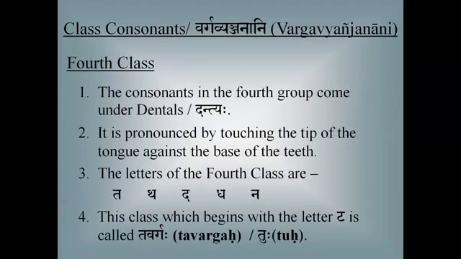Then the fourth class, where the tongue touches at the base of the upper teeth. Therefore, they are called dantyaha, dentals. And the letters are ta, tha, da, dha, na. These are the 5 letters.